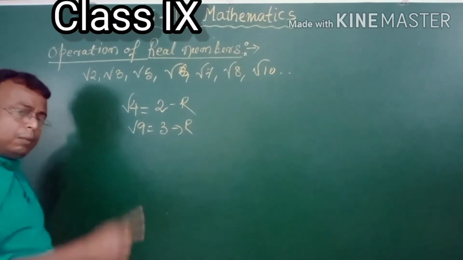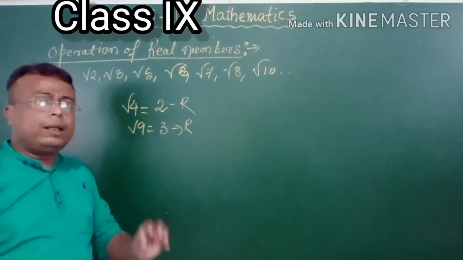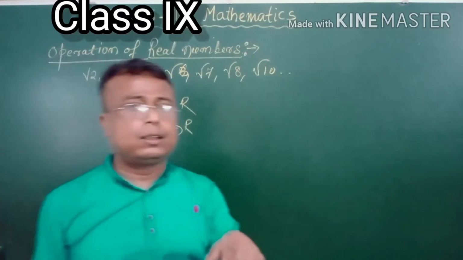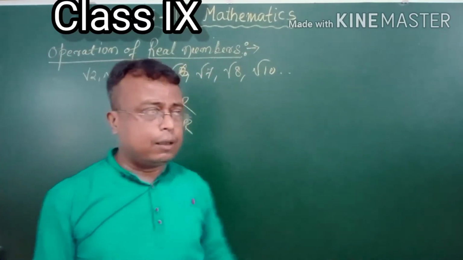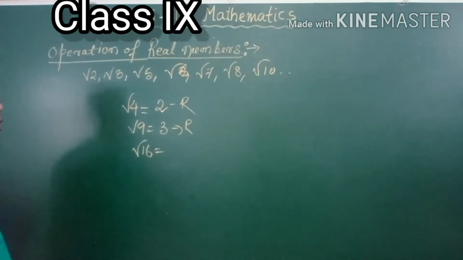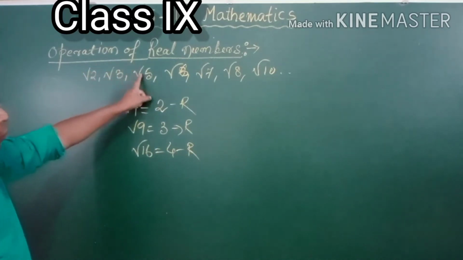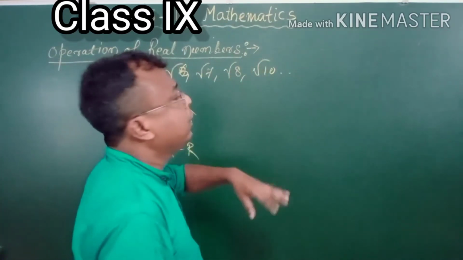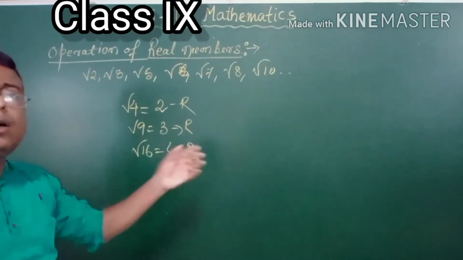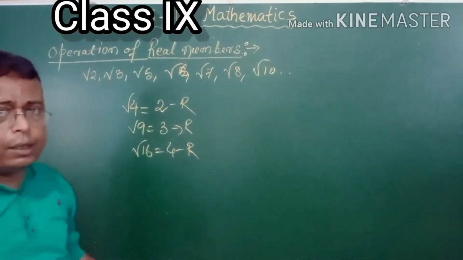Can you tell me the next rational number? In a very simple way, if you find the square root of a square number, it is a rational number. Let us say root 16. What is the square root of 16? This is 4, a rational number. But root 2, root 3, root 5, root 6, root 7, root 8, root 10, the numbers inside the square root symbol are not square numbers. So these are all irrational numbers. Remember that first.